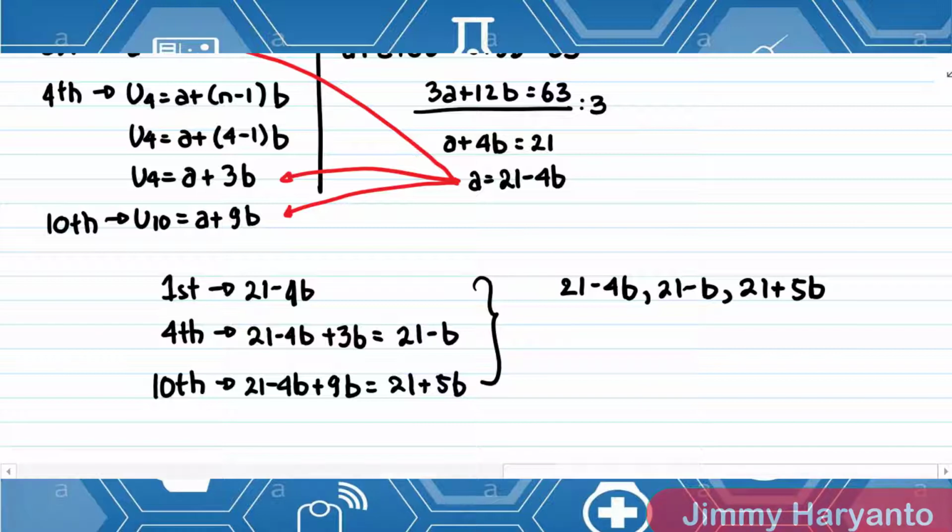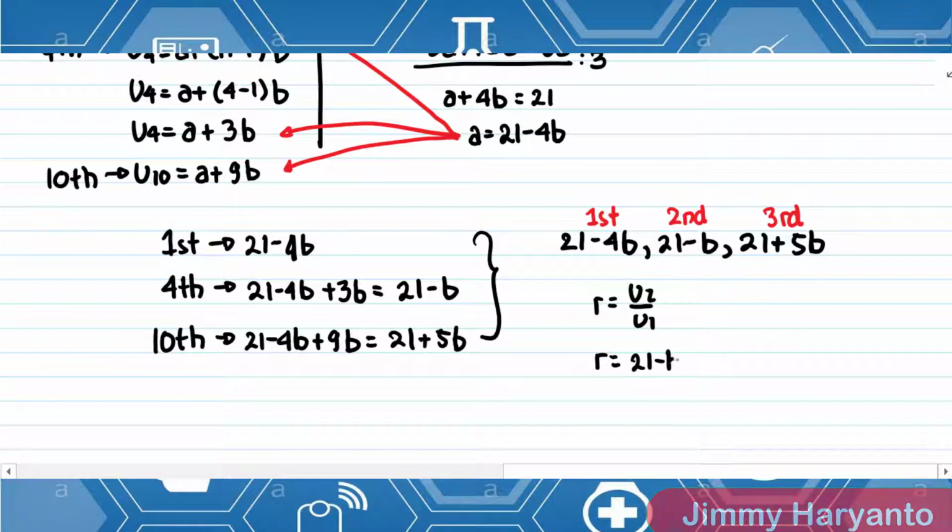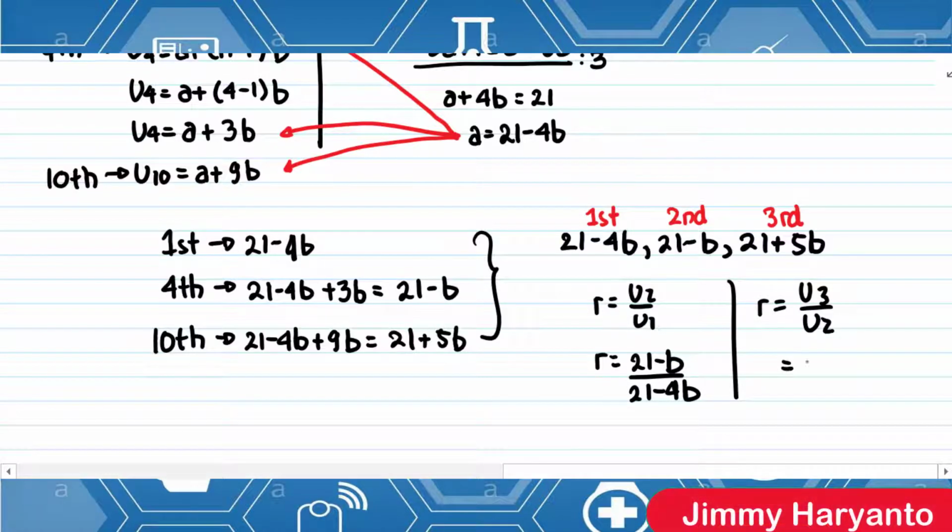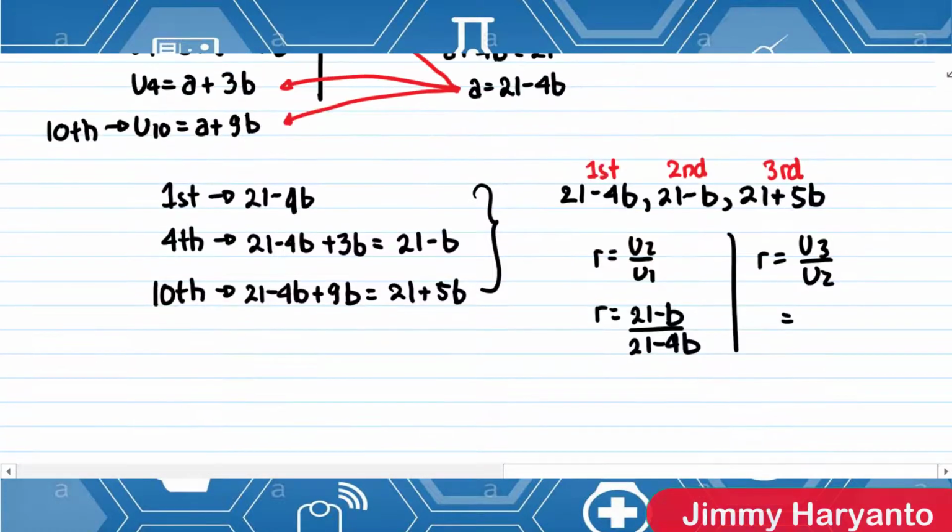geometric progression. That means this is the first term for the geometric, this is the second term, and this is the third term. After that, I can find the ratio from the second and the first, u2 over u1. The ratio will be 21 minus b over 21 minus 4b, and then r equals u3 over u2, from the third and the second. It will be 21 plus 5b over 21 minus b.